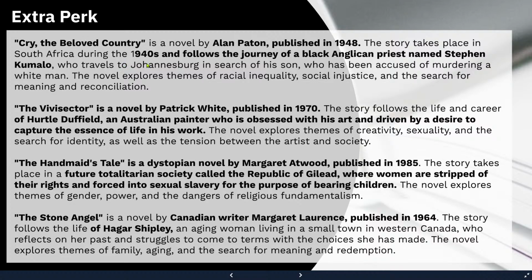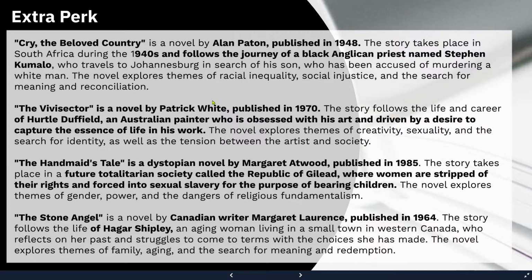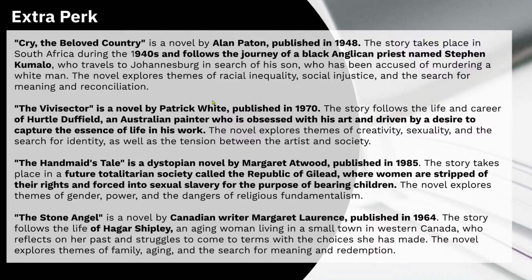There was also a question in a previous NET about Johannesburg, where he takes the journey. So, who travels to Johannesburg in search of his son? That is the plot of the story. His son has been accused of murdering a white man, and the novel explores the theme of racial inequality, social injustice, and the search for meaning and reconciliation.